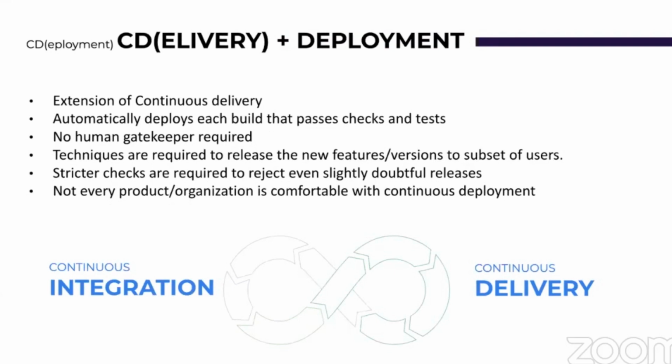And finally comes continuous deployment. So continuous deployment follows after continuous delivery, and it's an extension of continuous delivery. It does everything continuous delivery does and takes a further step of automatically deploying the new release or version to production. So in the previous step, we discussed that it's up to the marketing team or the product team when to release that software. Continuous deployment is a step further.